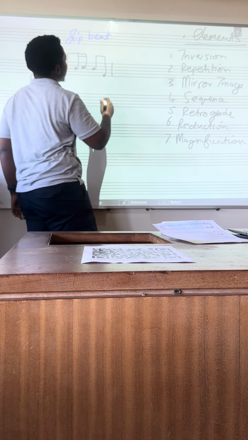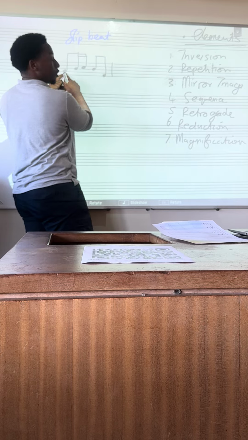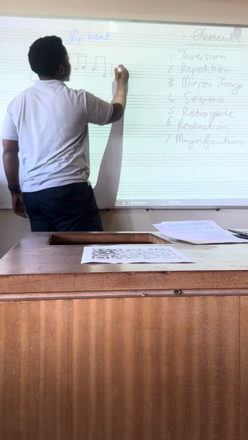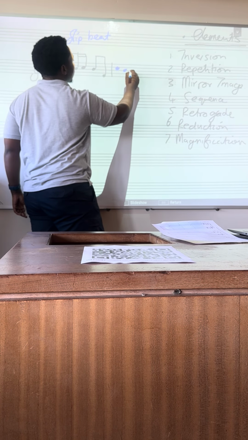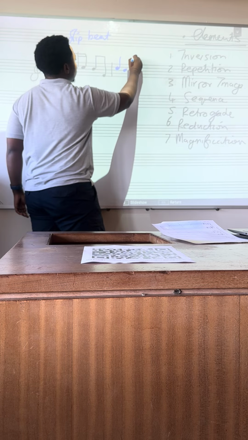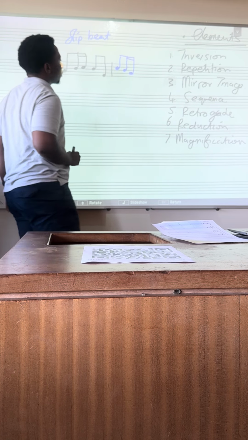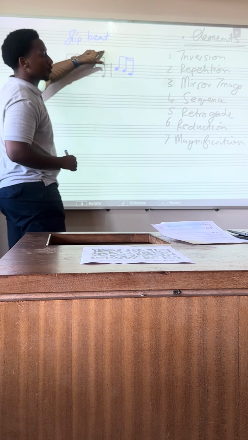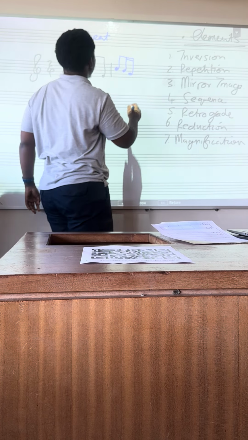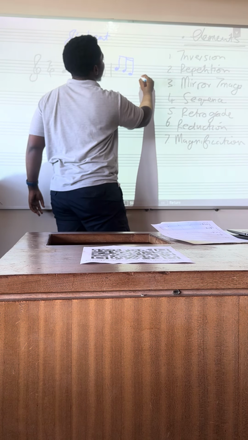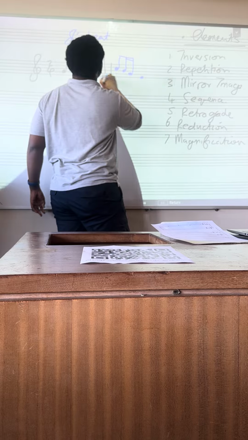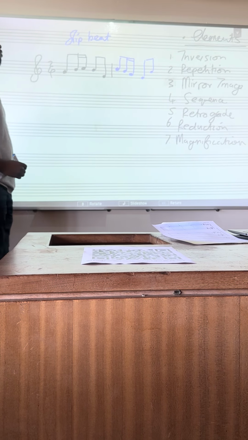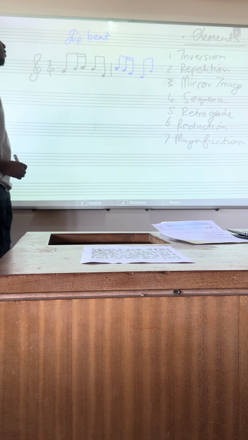You flip the beat. So instead of starting with G, B, C, it will be C, B, G. So you flip this. And then this one, you just flip this as well. So instead of B, E, it's E, B. So that is inversion. Okay.